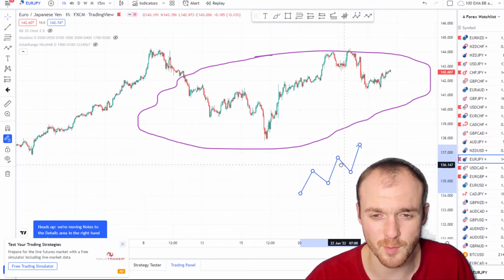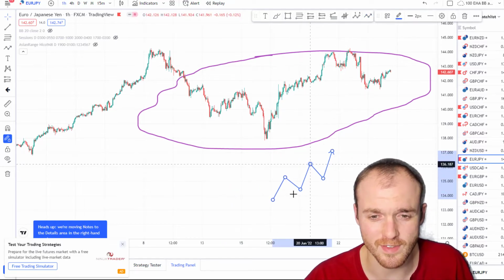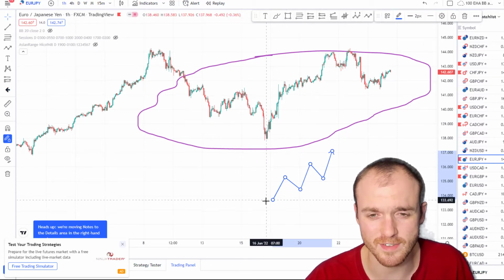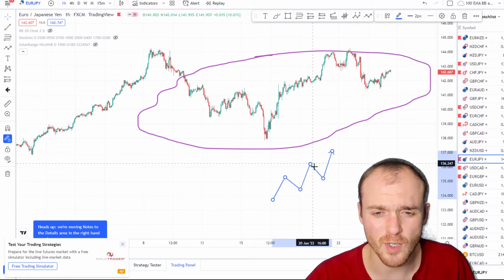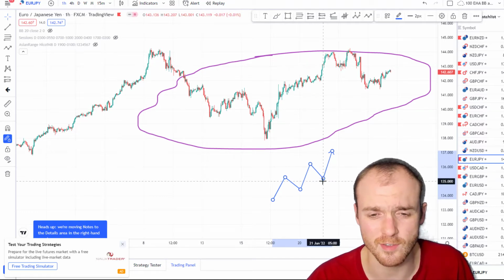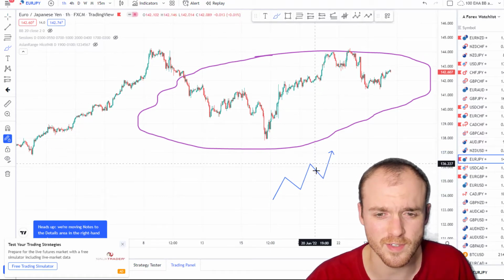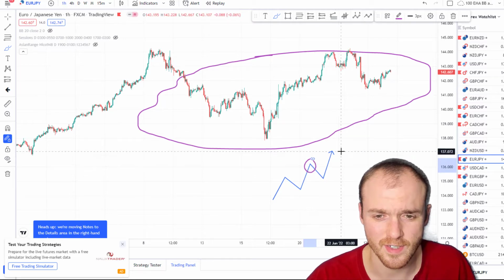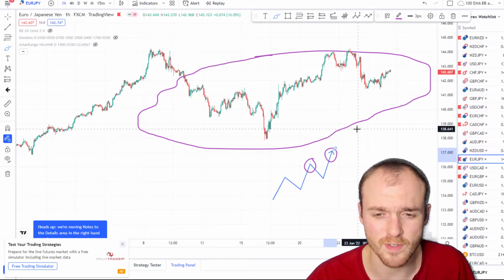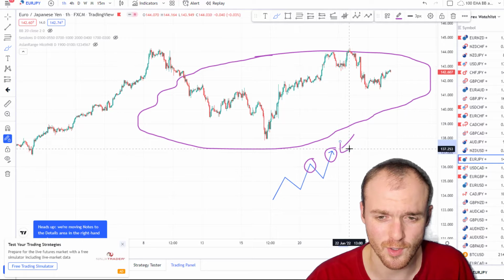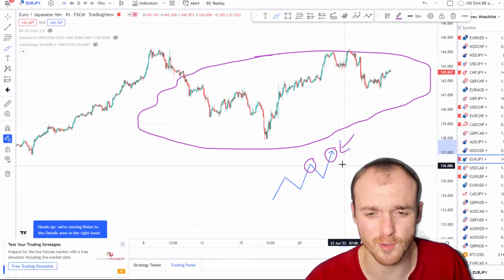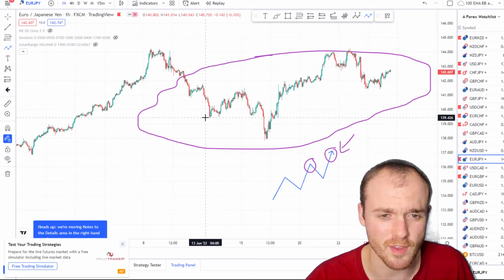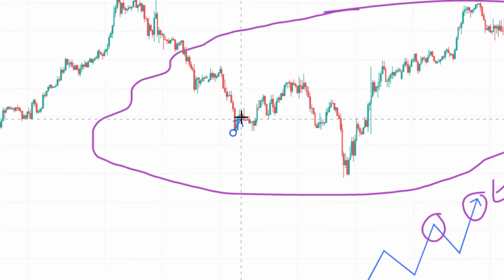We're gonna be looking for this pattern, and this doesn't have to look exactly like this. But what we're looking for is two higher highs and higher lows. So here's our first higher high, and here's our second one. Once this happens, we're looking to buy. We're looking for longs.